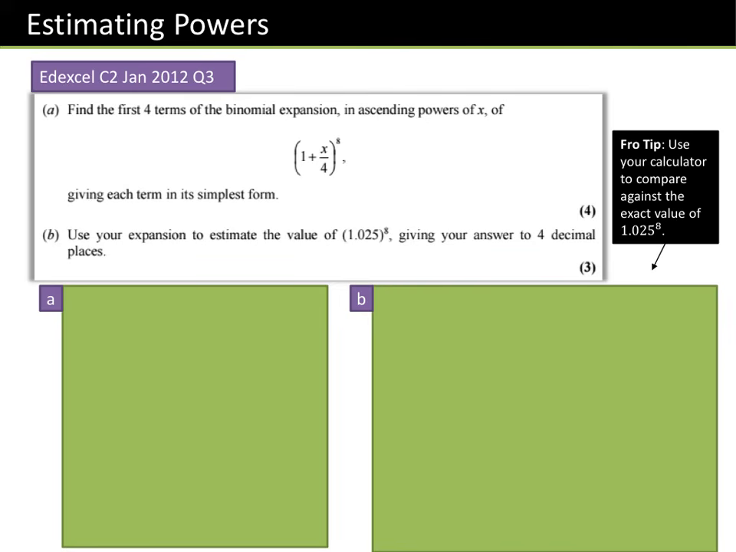So, part A we should all be fairly confident with. (1 + x/4)^8, and what we're doing is the first 4 terms. So we know the first term is going to be 1. Now remember it's 8, so we're doing 8C0, and 8C0 equals 1, times 1.